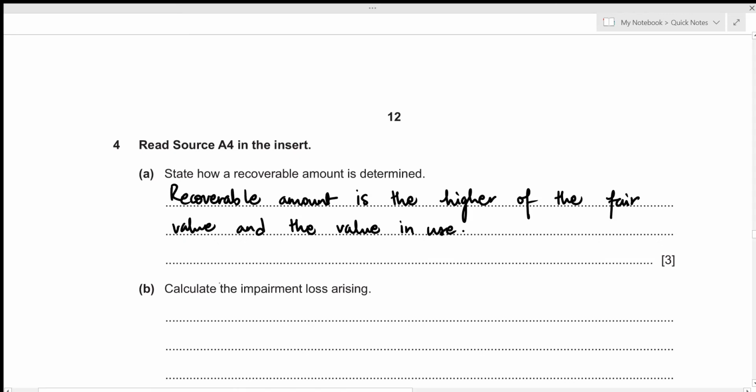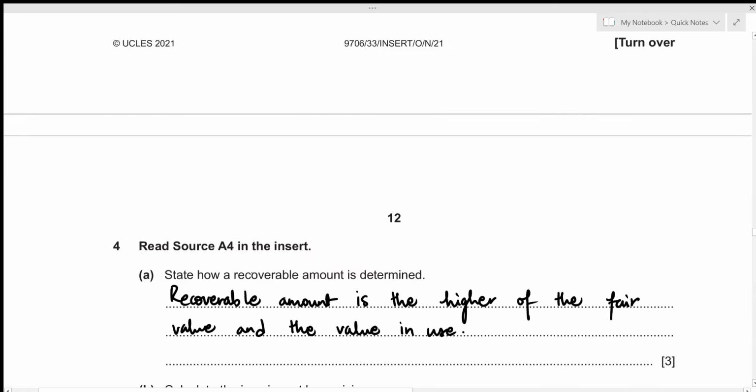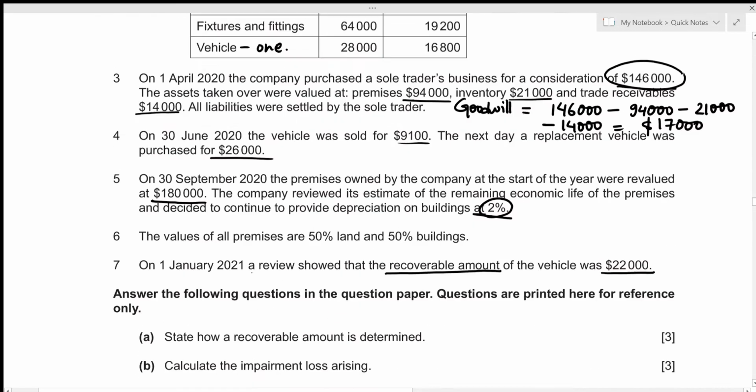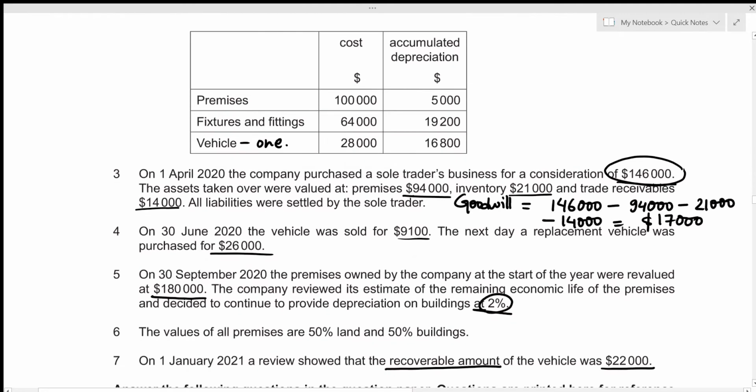Now for the second part, we need to calculate the impairment loss. So impairment loss is just the difference between the net book value and the recoverable amount. And we're talking about the recoverable amount of the vehicle. So we just need to figure out the net book value of the vehicle on 1st January 2021. In order to do so, we know that the vehicle amounting to 28,000 was actually sold during the year. So we will actually have to look at the value of the vehicle which was purchased on 30 June 2020 at the value of 26,000.